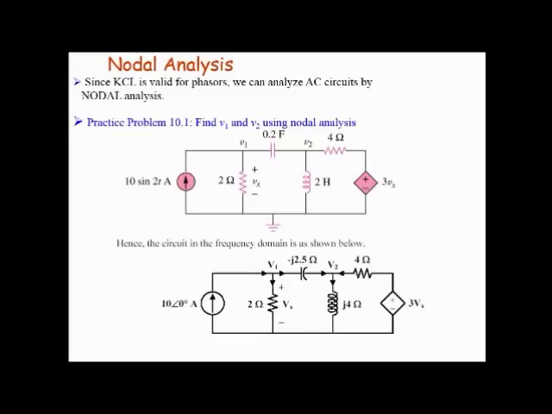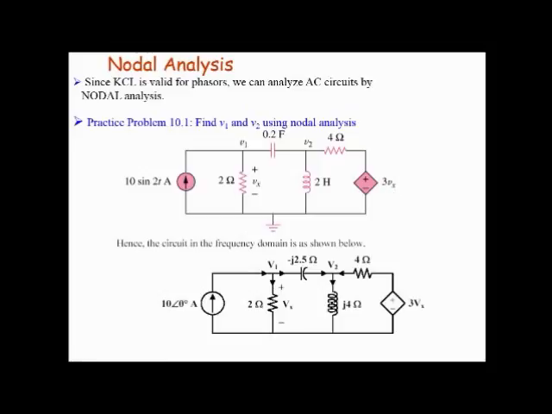Since KCL is valid for phasors, we can analyze these AC circuits by nodal analysis. Here we have a question with a current source of 10 sin 2t ampere, a resistance of 2 ohm, a capacitor of 0.2 farad and an inductance of 2 henry connected in this mesh with a resistance of 4 ohm, and you can see a dependent voltage source of 3Vx.